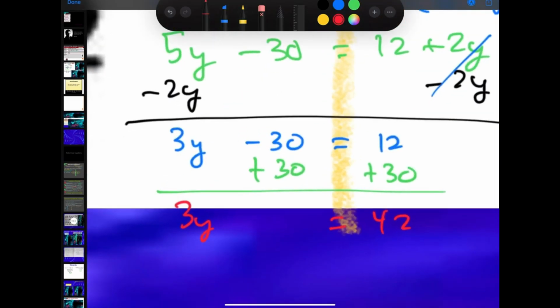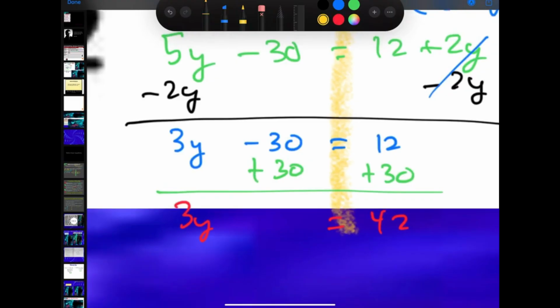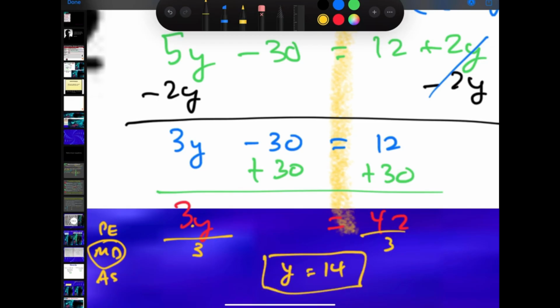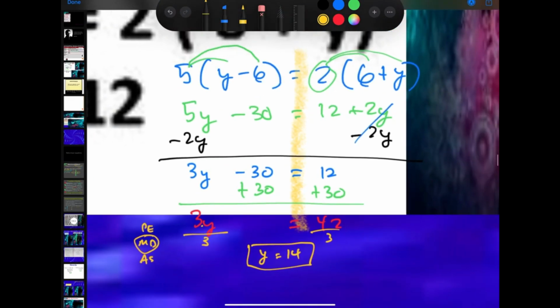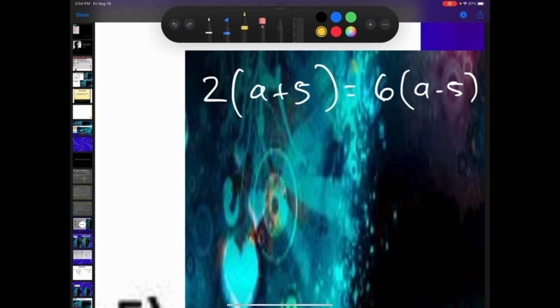Class, what's the math relationship between 3 and y? Multiplication, so I'm going to have to do the opposite. The opposite of multiplying is divide. Think of PEMDAS. They show you all the opposites here. Does this make sense? And then I get y equals 14. Raise your hand if you got 14. Try that again.